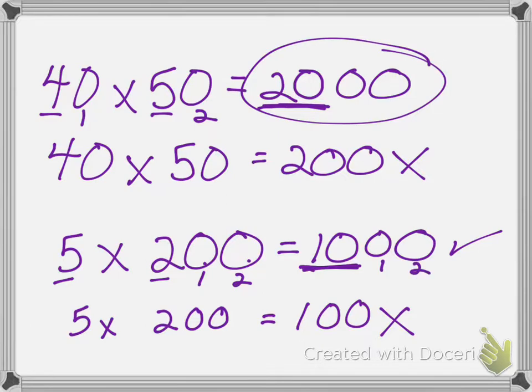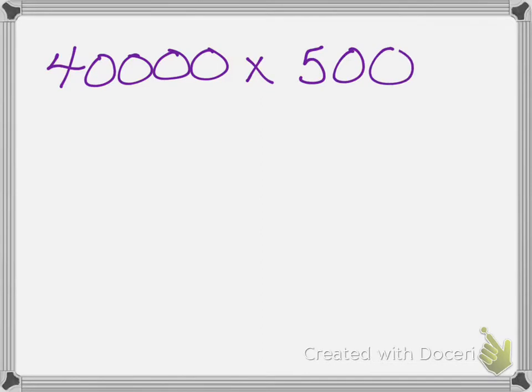Okay, and we're just going to do one last question here. I want you to pause after I write it, and then you are going to figure out how many zeros should be in this answer. When you think you have the answer, you can unpause it and see if you are correct. Here we go. And pause.